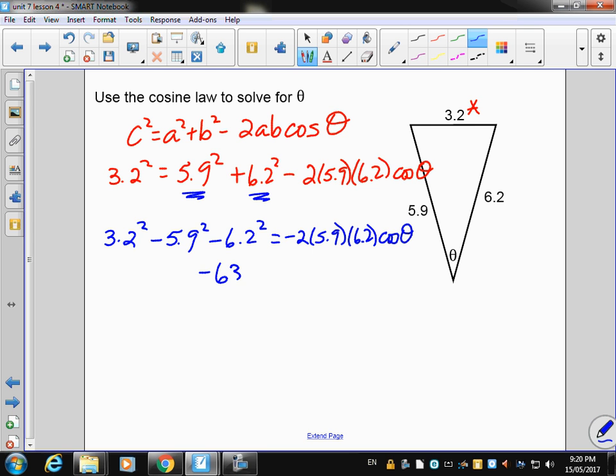Okay. Negative, now that's just weird. Negative 63.01 equals. I'm going to multiply those three numbers in front of cos theta to just try and tidy that up a little bit. Negative 2 times 5.9 times 6.2 is negative again 73.16 cos theta. Getting there. I want to get cos theta by itself so I can find theta. So I'm going to divide both sides by 73.16.